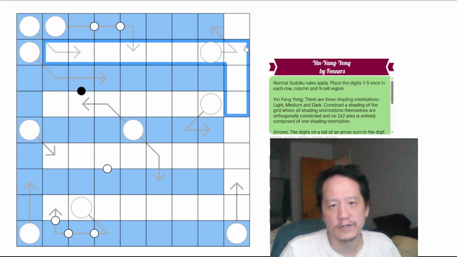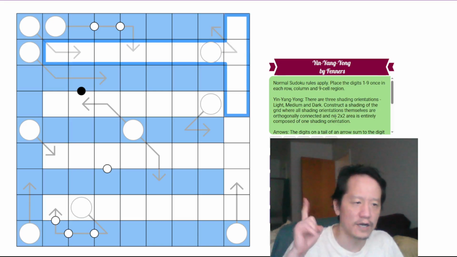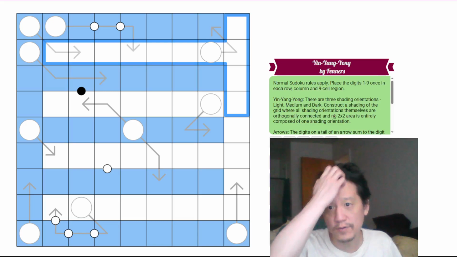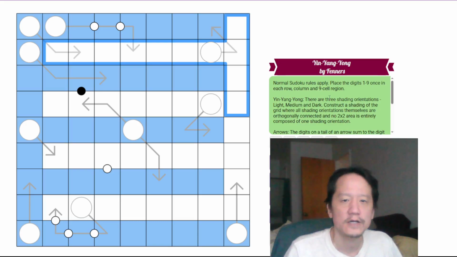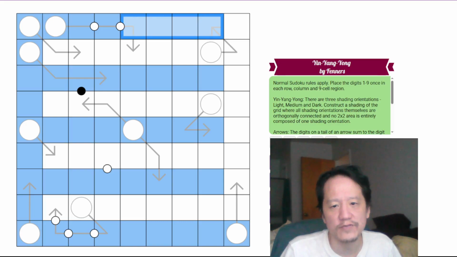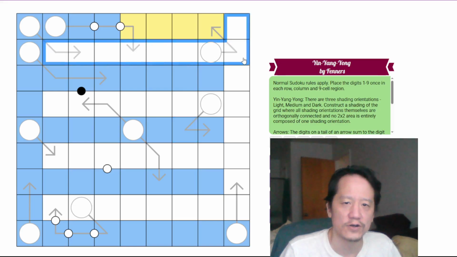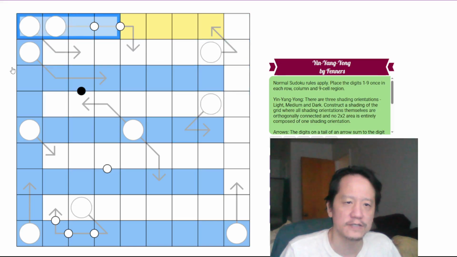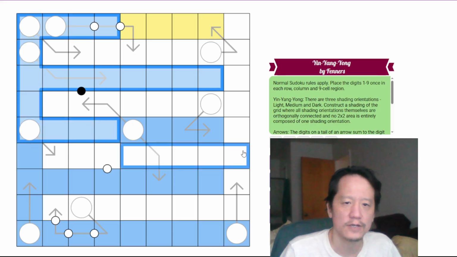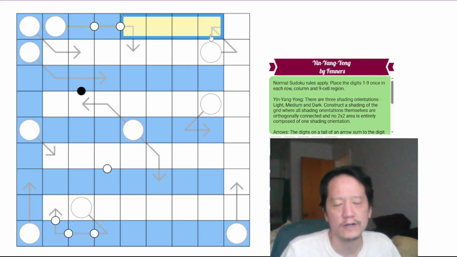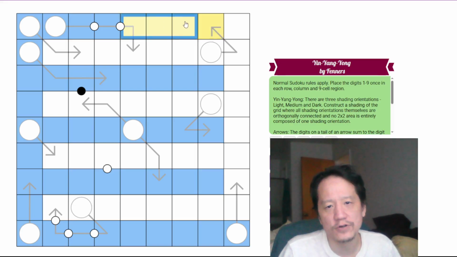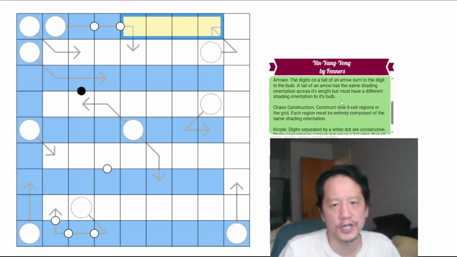Same with this, right? But yin-yang-yang adds a third shading. So instead of this, it could be something even just as simple as that. So you have one shading here, you have a second region here, and you have a third region here. And these are all orthogonally connected to the rest of their region. So that's an example of a yin-yang-yang shading.